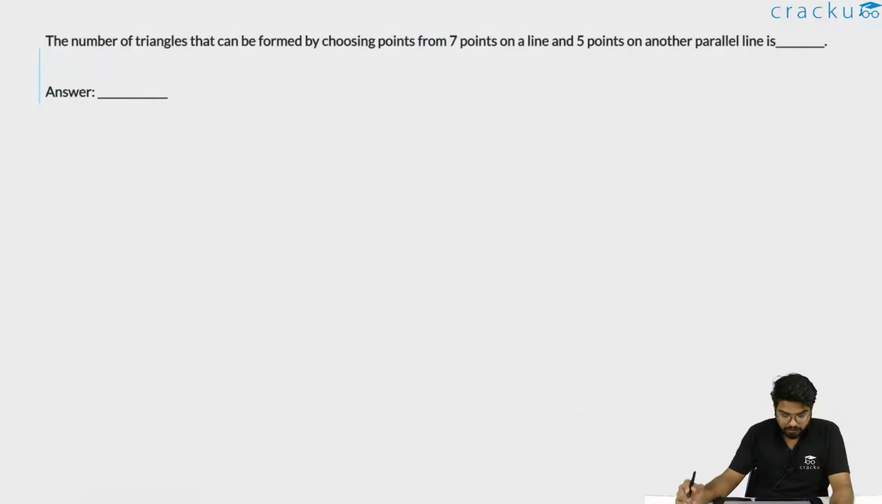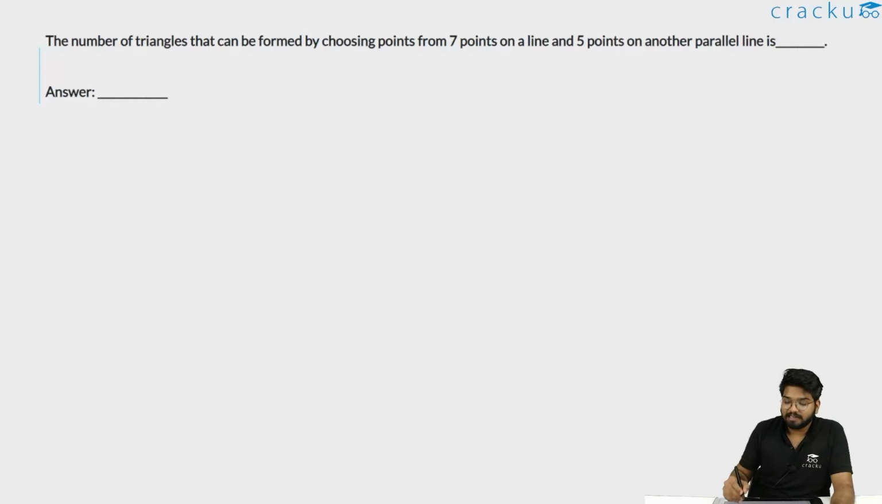Hi guys, we have this question based on triangles, or basically it is using permutations and combinations concept into triangles. We need to understand how we can create a triangle given the points. We have the number of triangles that can be formed by choosing points from 7 points on a line and 5 points on another line.